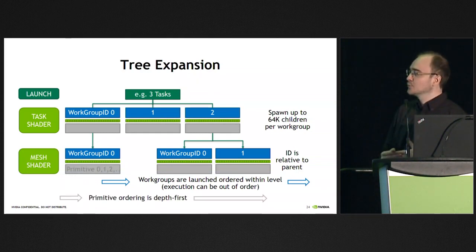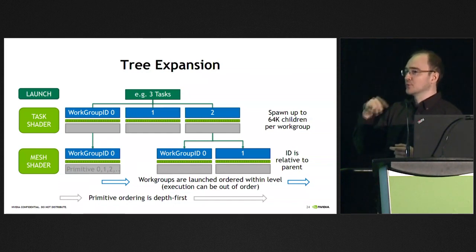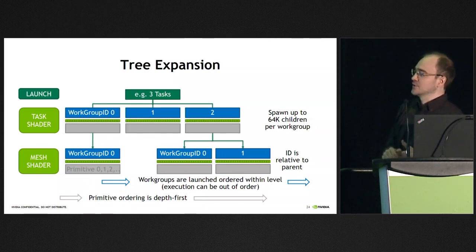We do give an output primitive ordering guarantee, so that the primitives, as you write the index buffer within the mesh shader, obviously are ordered, and we keep that order, and we also keep the ordering across children in this tree.